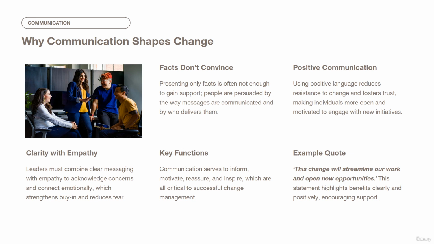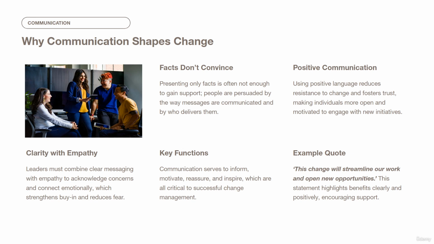So we need positive communication. Using positive language reduces resistance to change and fosters trust, making individuals more open and motivated to engage with new initiatives. We need clarity and empathy. We've spoken about empathy before in the course. Leaders must combine clear messaging with empathy to acknowledge concerns and connect emotionally, which strengthens buy-in and reduces fear and resistance, importantly. So the key functions of great communication serves to inform, motivate, reassure, and inspire. These are all critical for successful change management messaging.